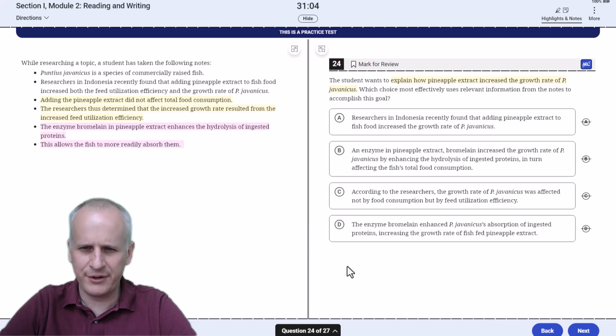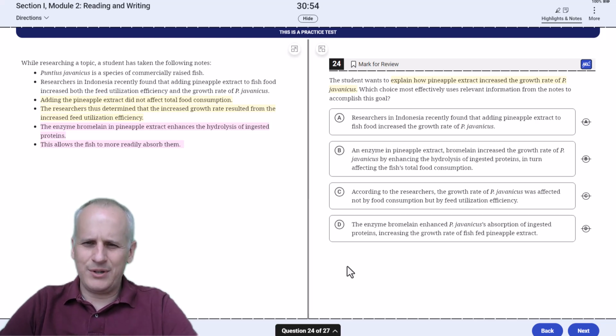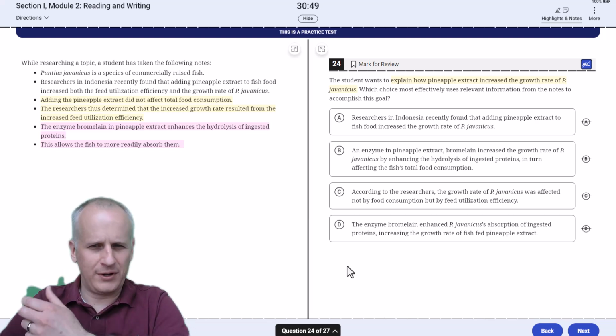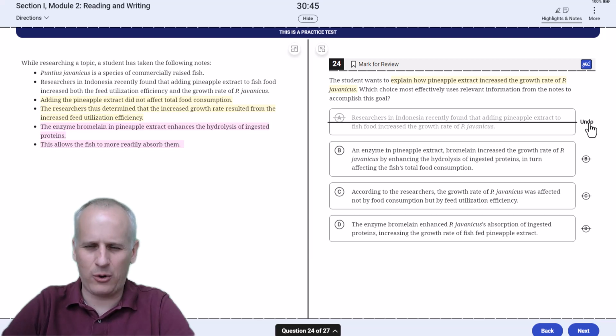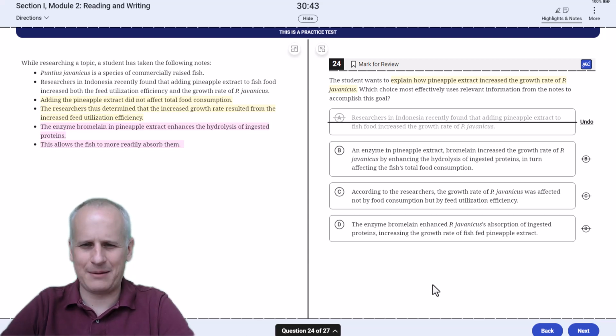So we go to the answer choices looking for something that probably highlights most the two pink bullets at the end, but might address the two yellow bullets in the middle. Choice A, researchers in Indonesia recently found that adding pineapple extract to fish food increased the growth rate of P. javanicus. That's what happened. It doesn't explain how it happened. So we eliminate A as not accomplishing the task.